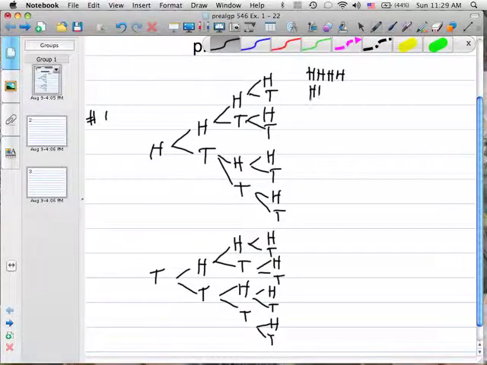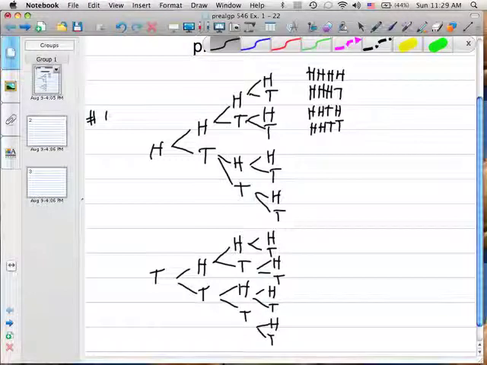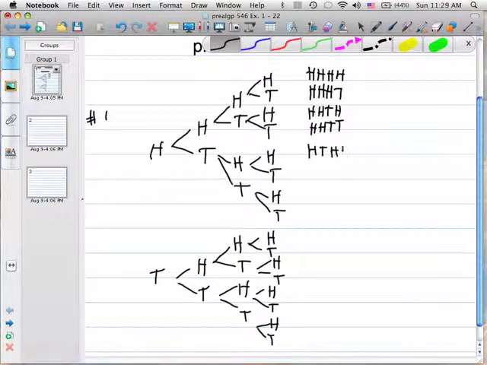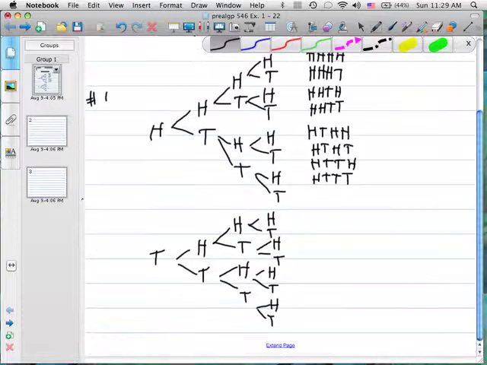This is heads, heads, heads, heads, and heads, heads, heads, tails. Sometimes it's just as easy to read through them. This is heads, heads, tails, heads, and heads, heads, tails, tails. And following the path here, we get heads, tails, heads, heads, and heads, tails, heads, tails. Then going down this path, heads, tails, tails, heads, and heads, tails, tails, tails.